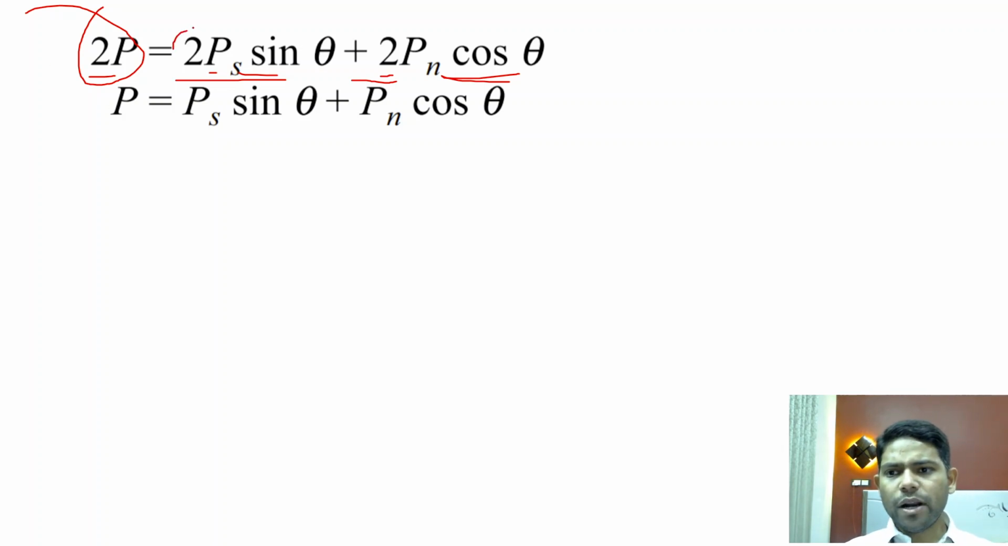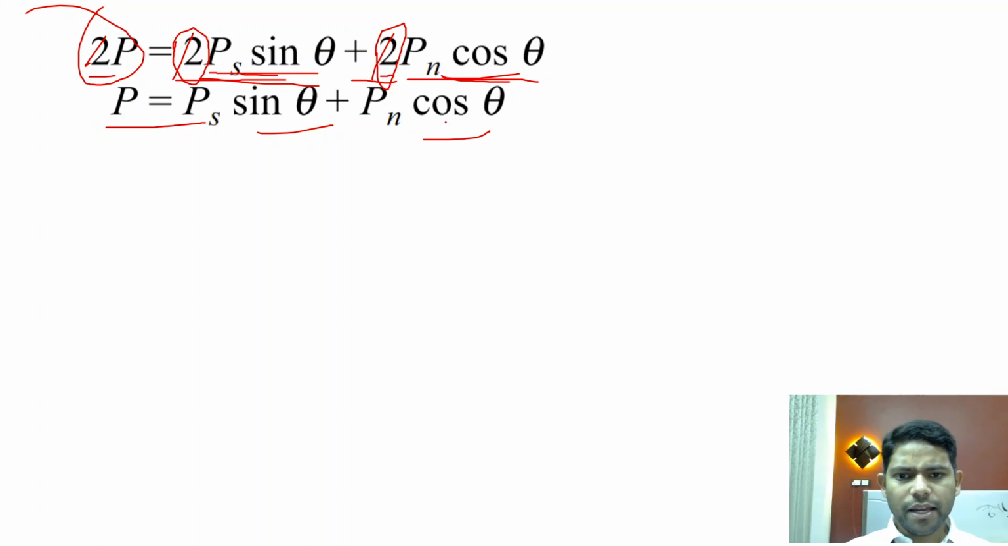Since we are having two welds, we are having 2 multiplied by the vertical component of the force PS, and then again 2 multiplied by the vertical component of the force PN. This is because we are having 2 different welds. Now we have cancelled out 2 from this equation, and we have this equation which says that P is equal to PS sine theta plus PN cos theta.